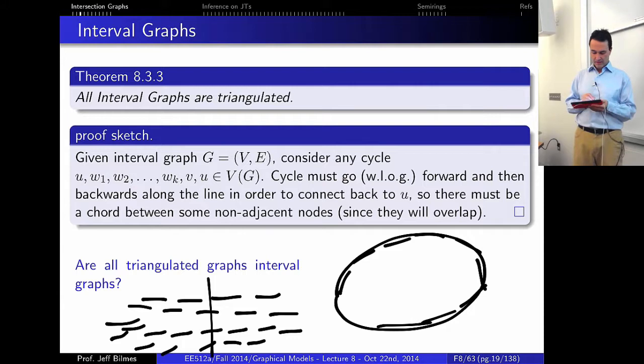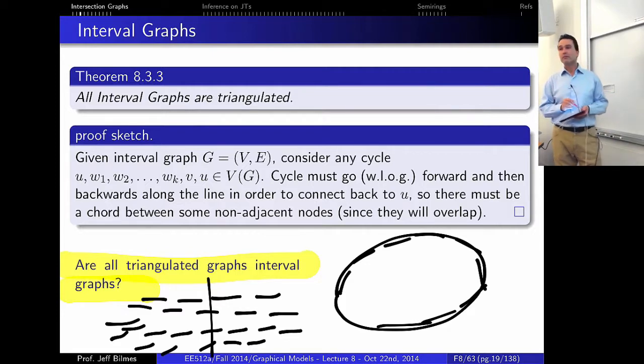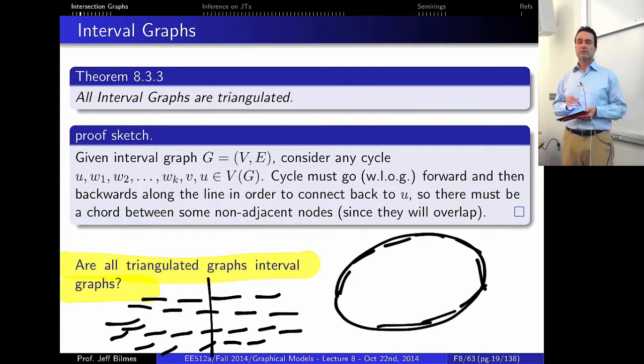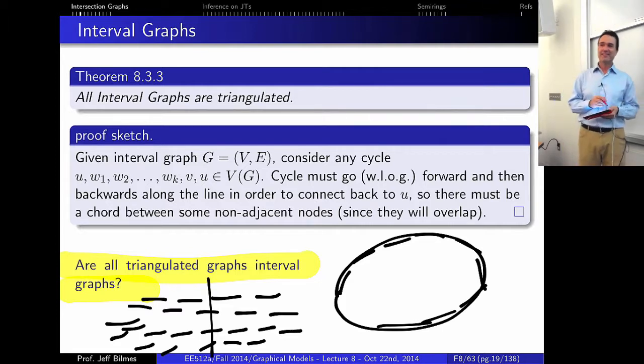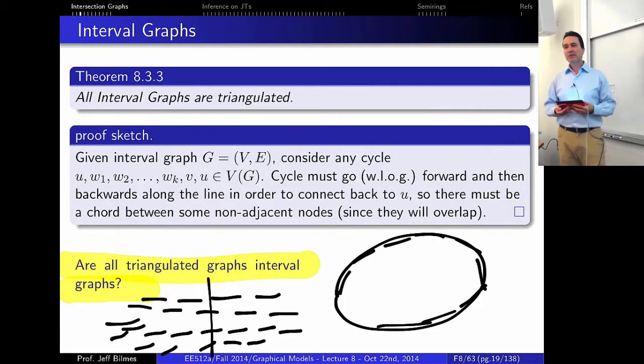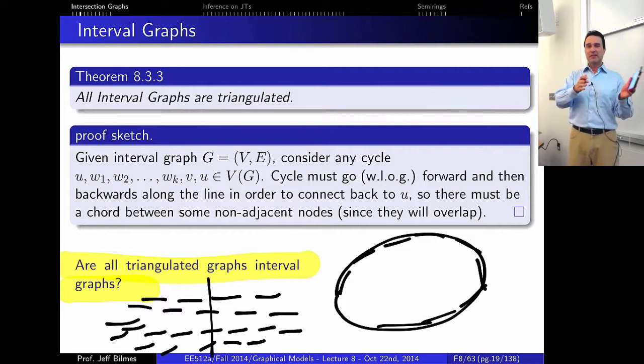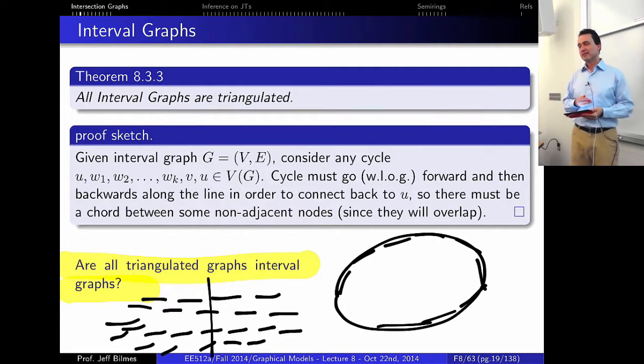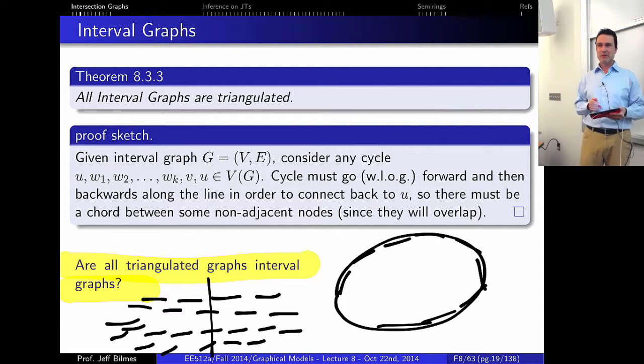Question: are all triangulated graphs interval graphs? Yes? No? YouTube audience? This is the Coursera aspect of this course. If we were Coursera, we would jump to a software avatar that would pop up and say, sanity check. Are all triangulated graphs interval graphs?